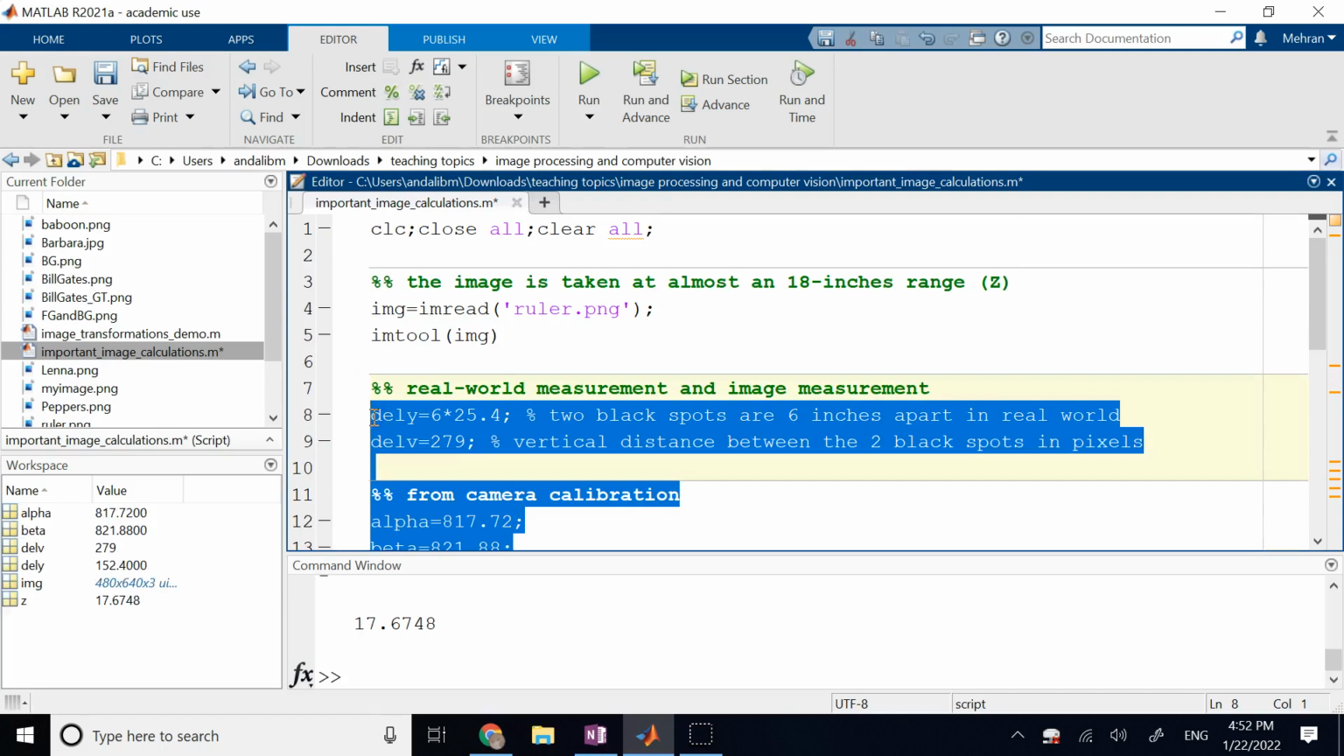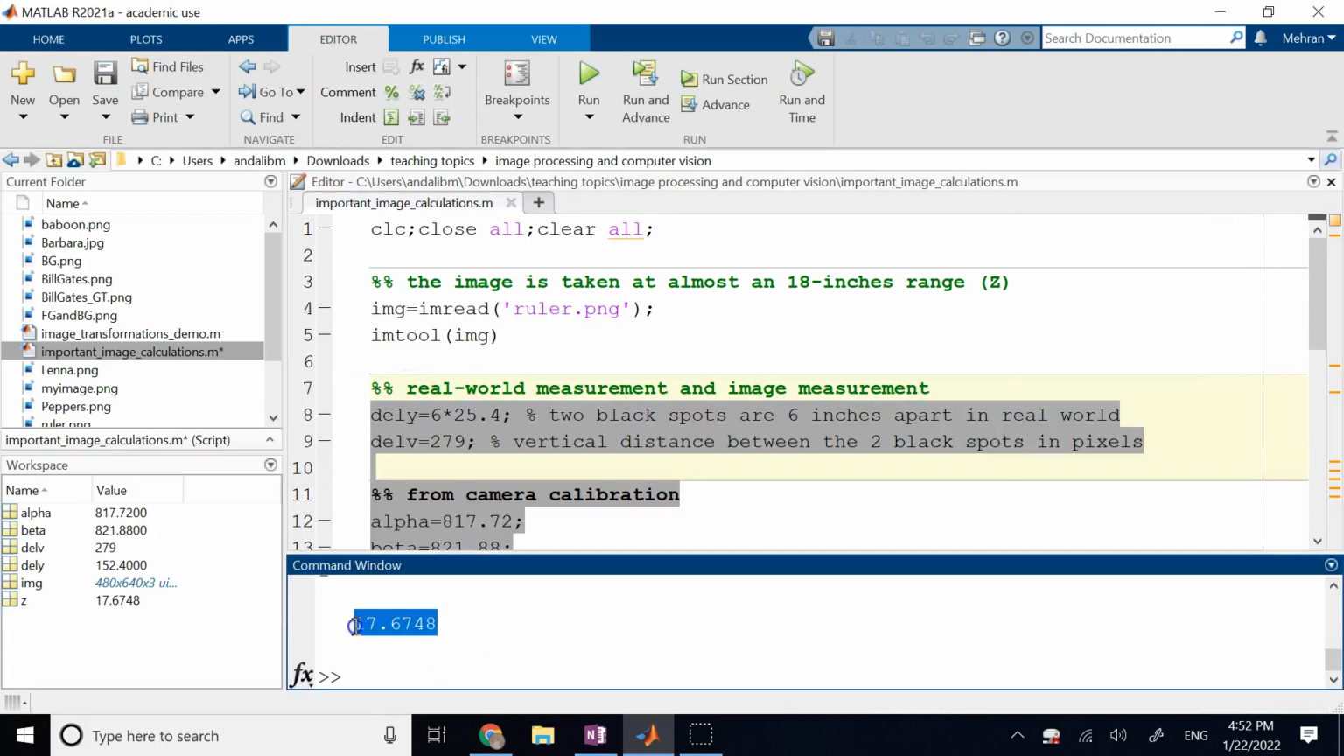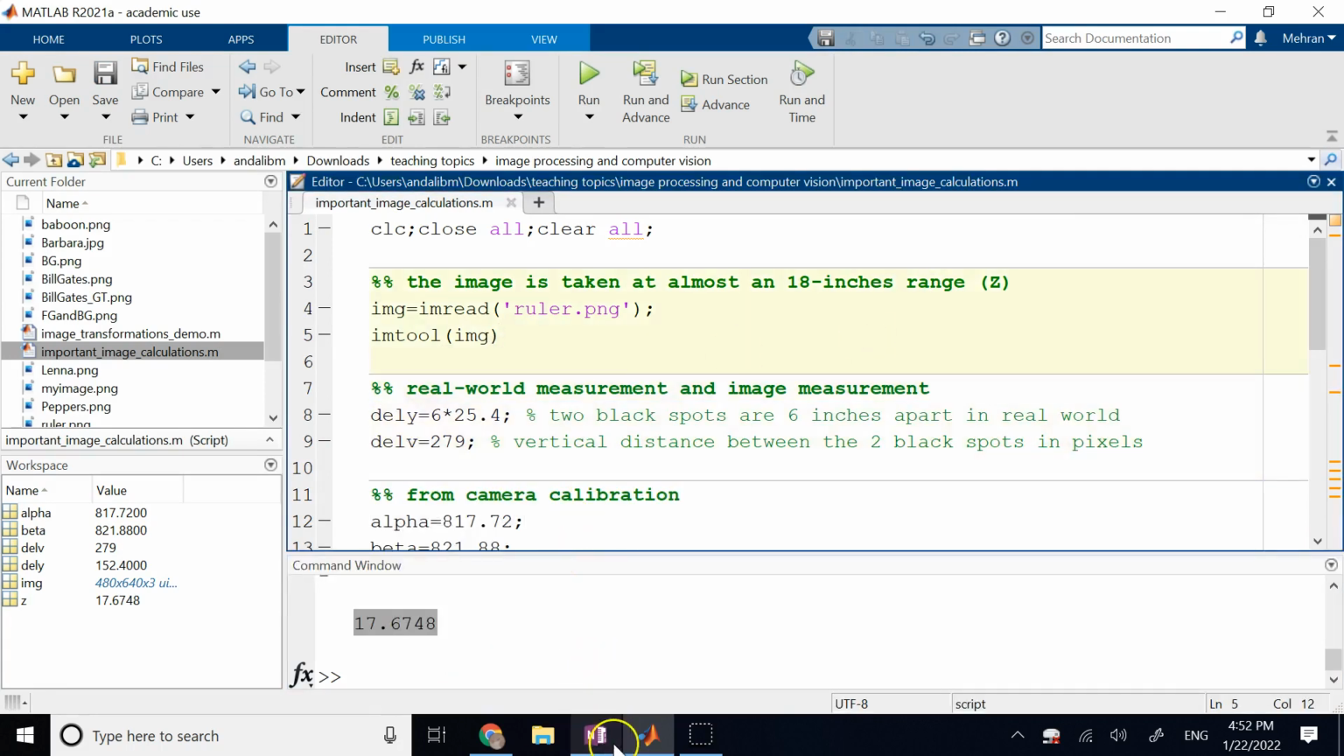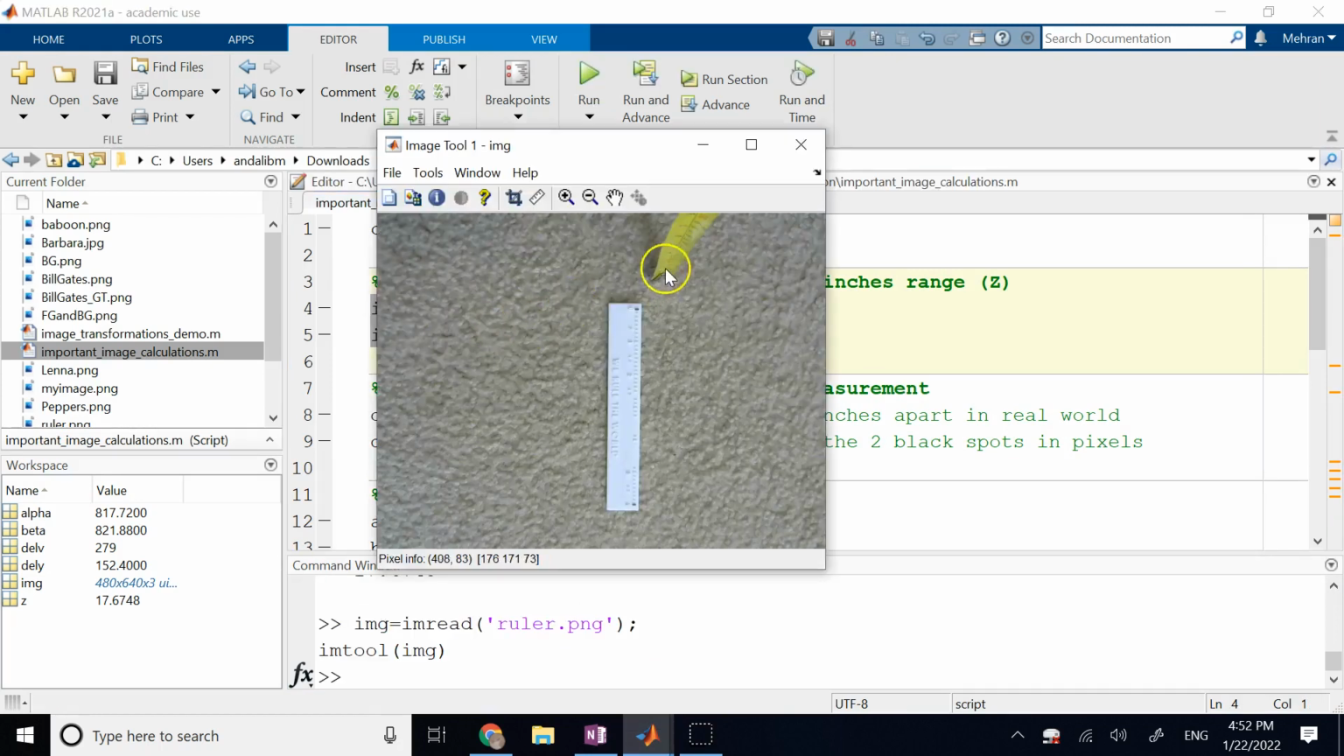So if I calculate it, it gives me 17.67 inches. And when I used my ruler, I don't know if you can see something or not, but let me show you. Here, this yellow thing that you see, that is my ruler, measure tape. This is my measure tape, and I could roughly measure the vertical distance because this was laid on the flat floor. It was roughly the range, the distance between the ruler and my camera. When I measured it, it was roughly close to 18 inches, not exactly close to 18 inches.